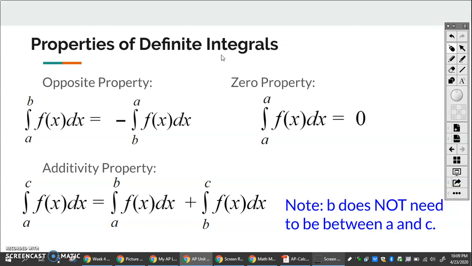Definite integrals have a few properties that you need to know in order to be able to manipulate them, especially if you don't know what the functions actually are. So the first one is the opposite property, which basically says if you want to switch the limits, just put a negative out front. Zero property says that the area between the same number is 0. So if the upper and lower limit are the same, the area underneath it is always 0. And then the additivity property basically says you can break up an integral into two separate integrals. So the integral from a to c can be broken up as the integral from a to b plus the integral from b to c. And it doesn't matter whether b is in between a and c or not.